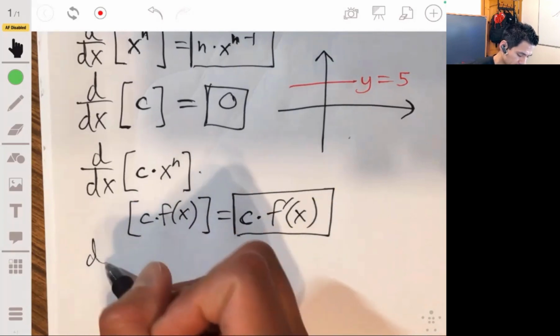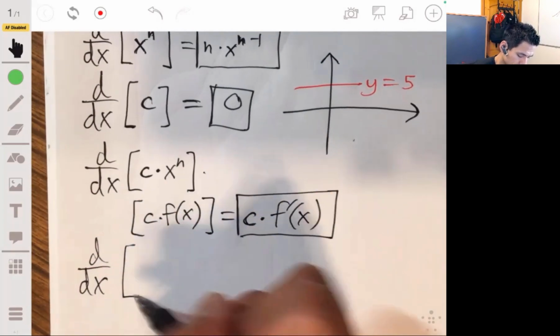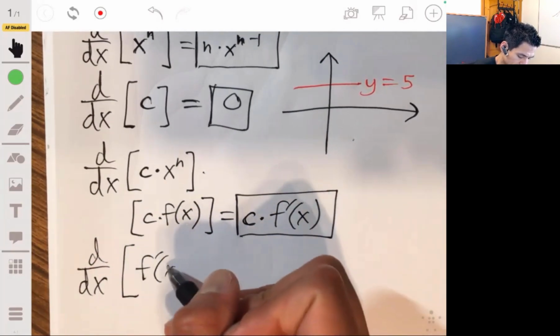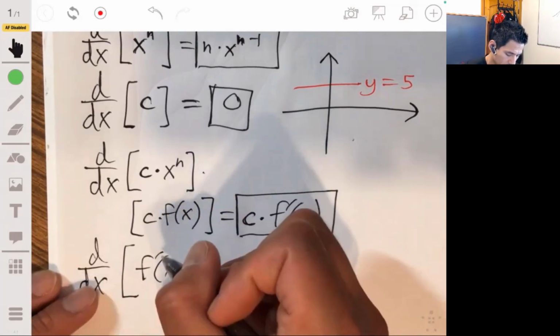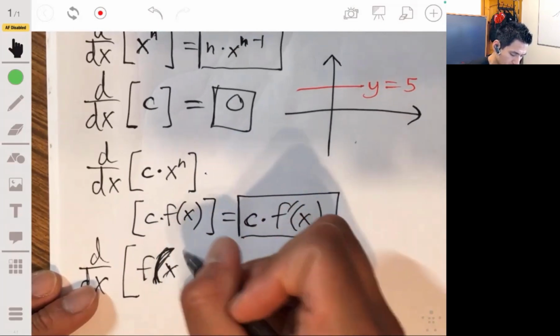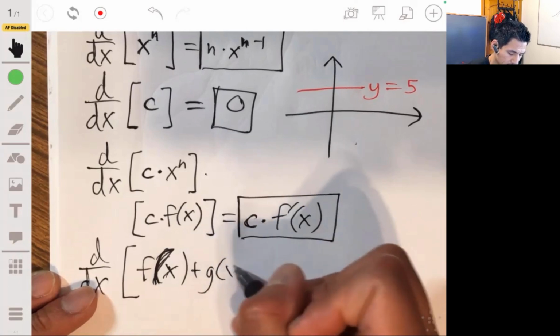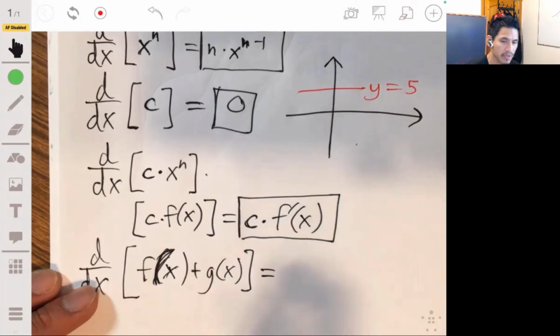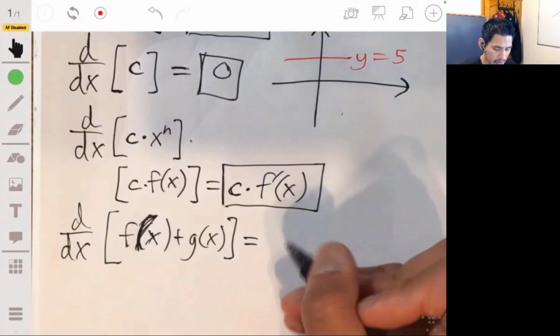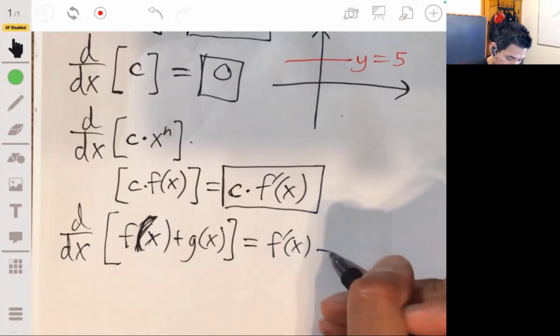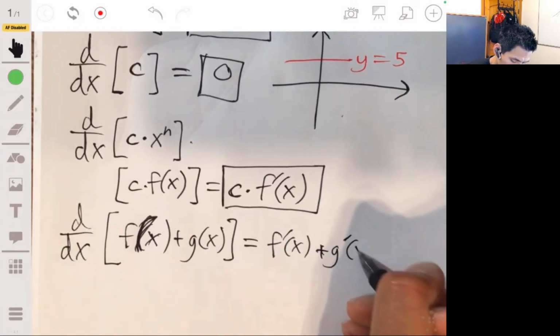Next, sum and difference. This is also pretty common sense, at least I thought. You're just adding two functions. Whoops. Ignore that. It's not a derivative yet. If you have f of x and g of x being added and you're trying to find the derivative, just take the derivatives individually. So this will just be f prime of x plus g prime of x.